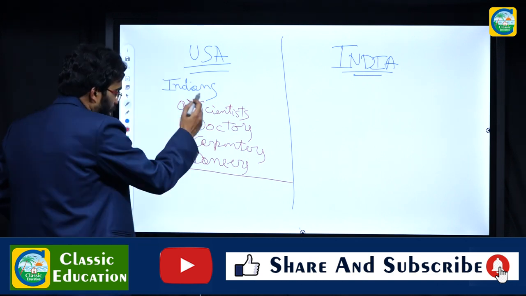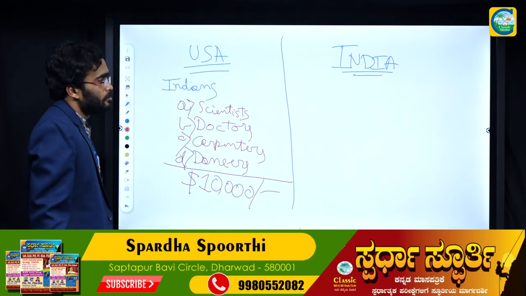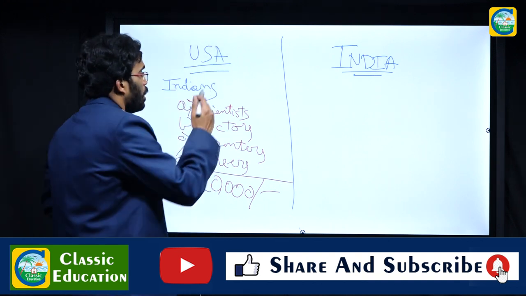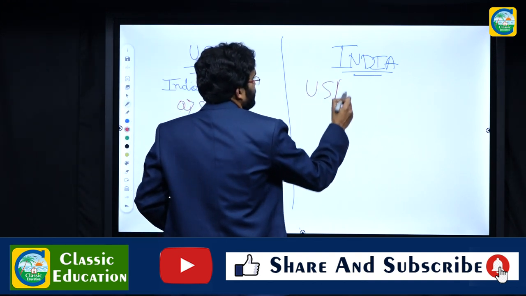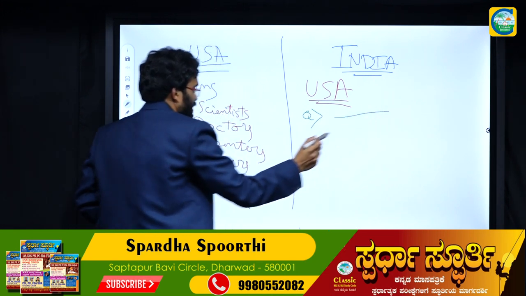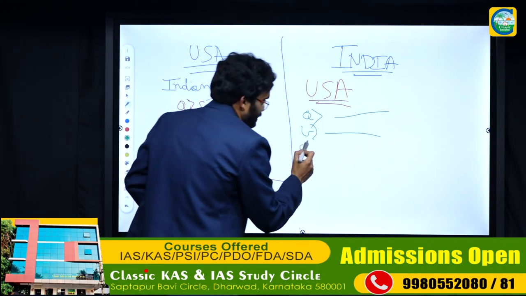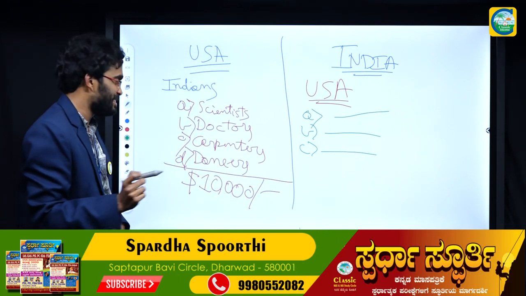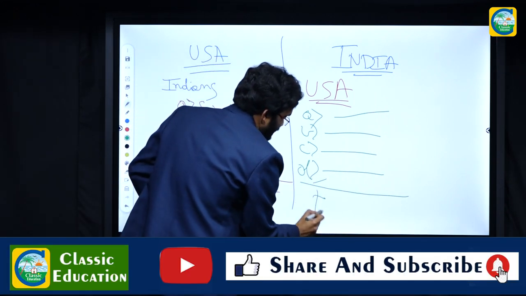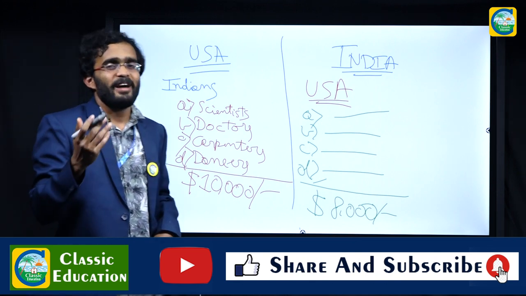Let us say all of them are earning, all these Indians residing in USA, $10,000. Okay, fine. Now let us say in India, there are some USA citizens. What are they doing in India? They are working in India as scientists, as doctors, as carpenters. Do USA citizens work in India as carpenters? They are working in India as dancers. By doing this, let us say they are earning $8,000.